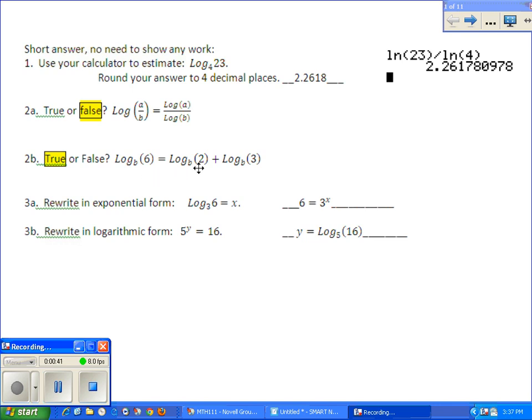The log base b of 2 plus the log base b of 3 would equal the log base b of 2 times 3, which is 6. For this property to work, both of these bases do have to be the same.